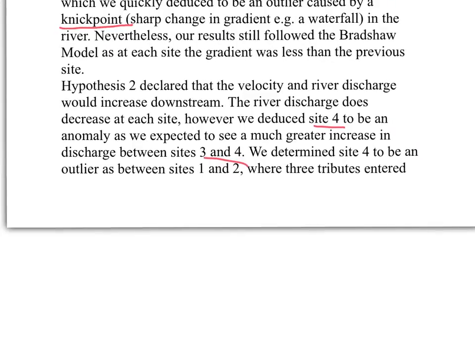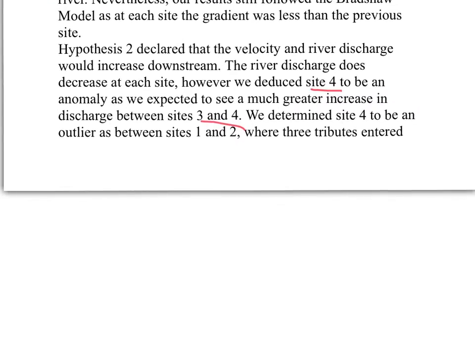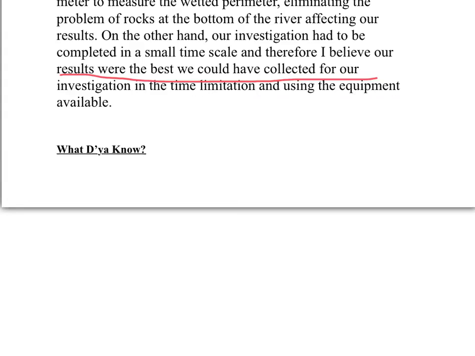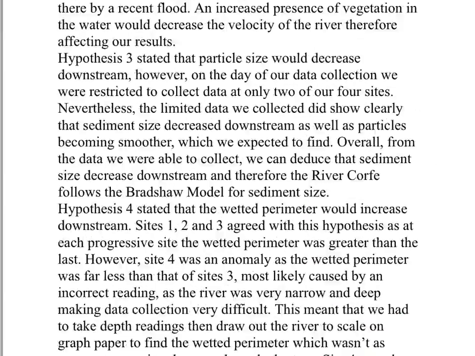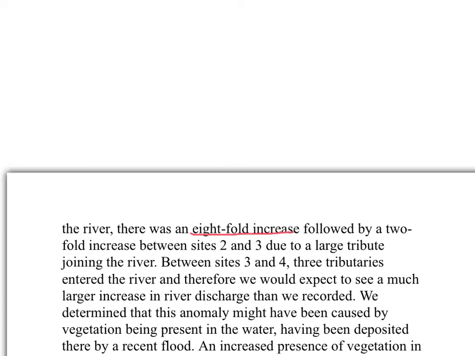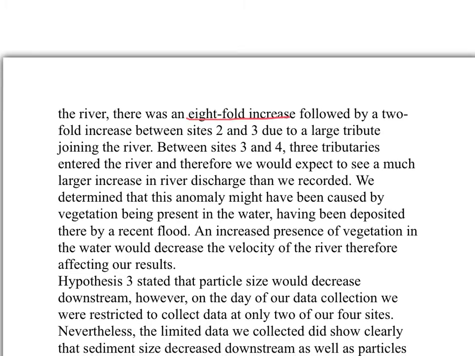Hypothesis 2 about velocity, similar things again, stating some data. This word outlier here is great. That's good to see. And then moving on. Eightfold increase, good way of summarising it, etc. An anomaly would have been caused by.